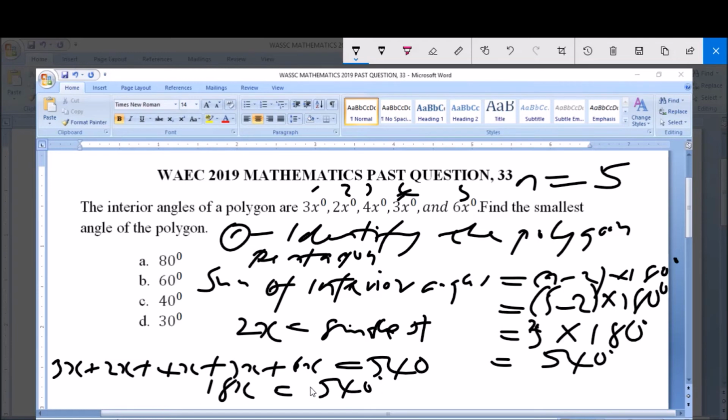Now this 540 degrees, x will be what? 540 divided by 18. Now 540 divided by 18 will give you 30. It means that our x is equal to 30 degrees. And I told you that the smallest angle here will be 2x, because 2 is the smallest number. So our 2x will be equal to what? 30 times 2. Now 30 times 2 will give you 60.